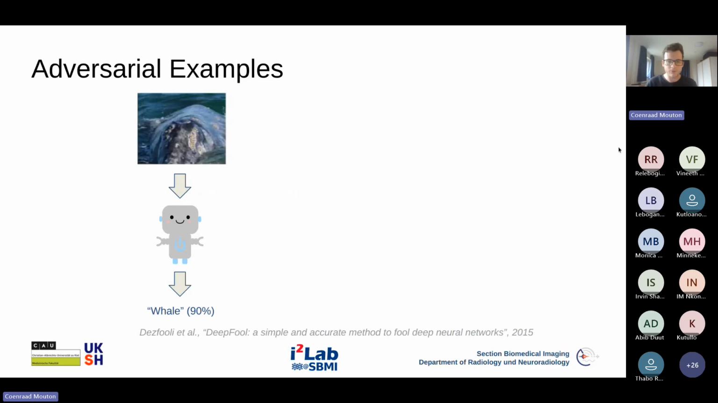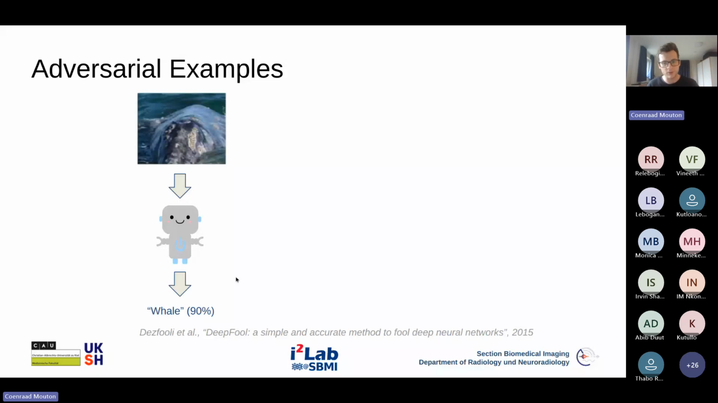Okay, so I'll start with what is an adversarial example. Imagine you have a picture of a whale, and you show this picture to your friendly neighborhood neural network, and it classifies it as a whale correctly with a rather high confidence. It's 90% sure it's a whale. This is all good and normal.